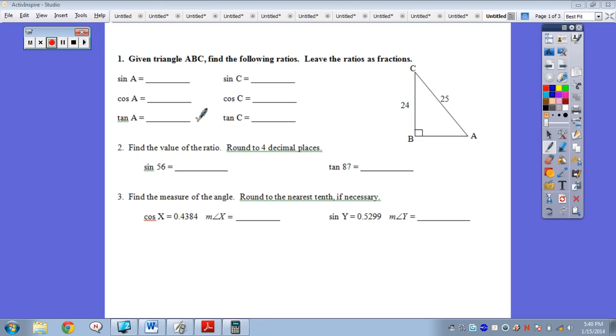Alright, for number one, you are using the triangle on the right to help set up the trig proportions. You're not actually solving for anything, you're leaving the ratios and the proportions as fractions. Remember with trig, an easy way to remember which trig functions go with which sides. You've got SOHCAHTOA. Sine goes with the opposite side and the hypotenuse.